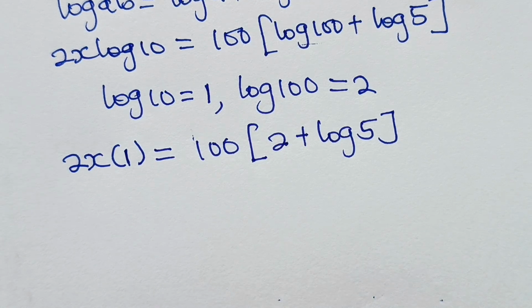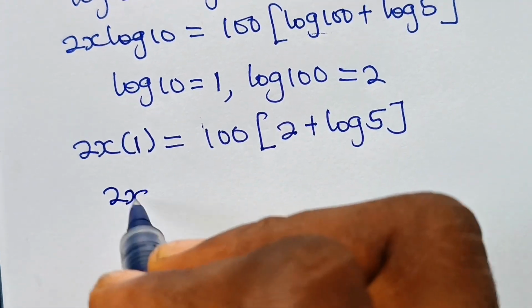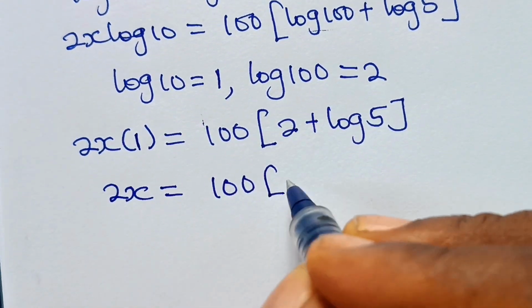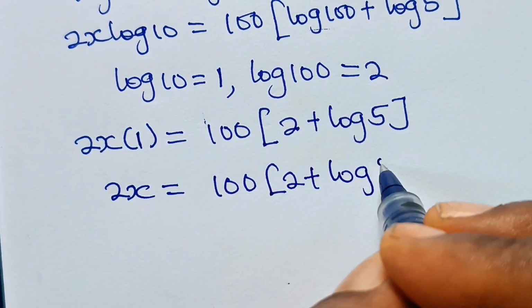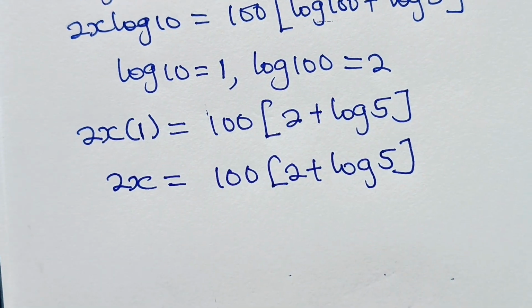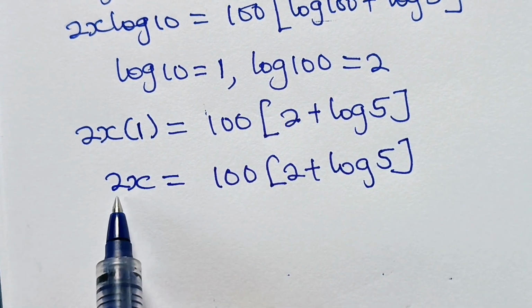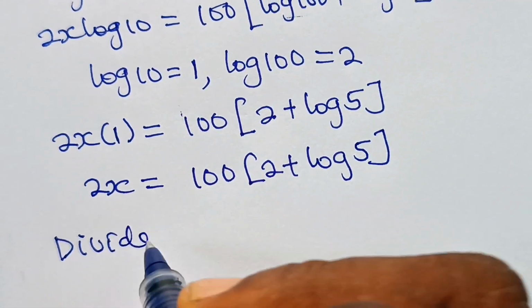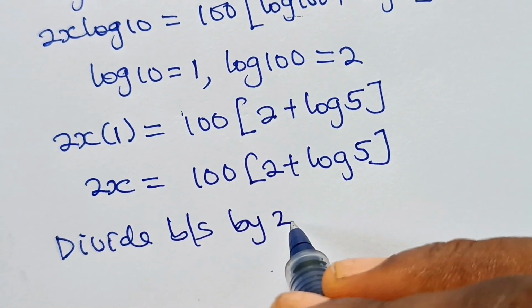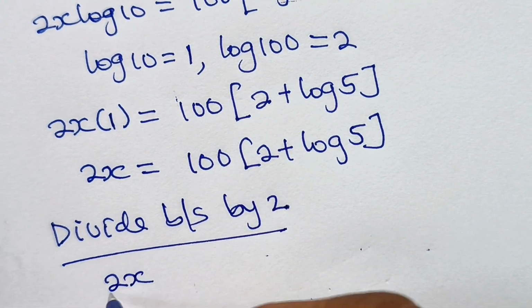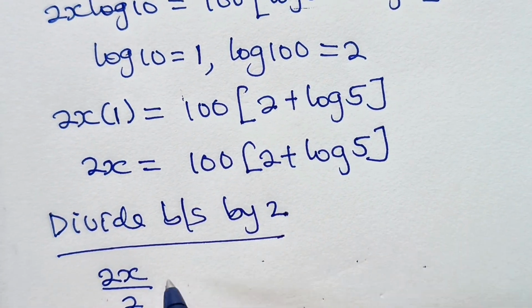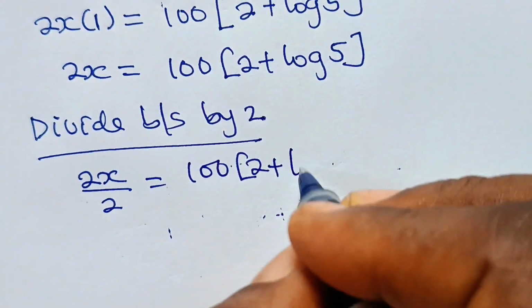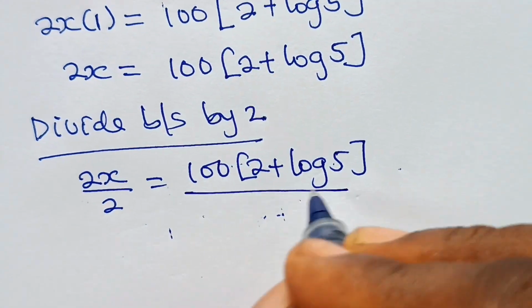So we continue. Now we have 2x times 1 will still give us 2x is equal to, this is the same thing as 100 multiplied by 2 plus log 5. Now remember that we are looking for x, so let's divide both sides of this equation by 2. If we do that, we have 2x divided by 2 is equal to 100 into 2 plus log 5 divided by 2.